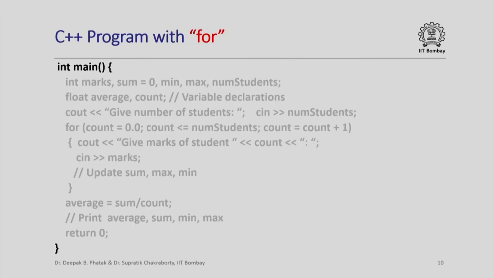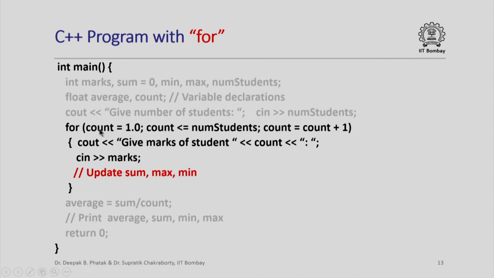So, here is how the C++ program might look. We have the main function and then we have our usual variable declarations. We have already seen these earlier in a previous lecture. We ask for the number of students and input the number of students. And now we have our for loop where we are initializing the value of count, checking the loop condition whether count is less than or equal to number of students, writing that count must be incremented by 1, and then inside the body of the for loop we ask for the marks of each student, read in the marks and update the aggregate sum, max and min.